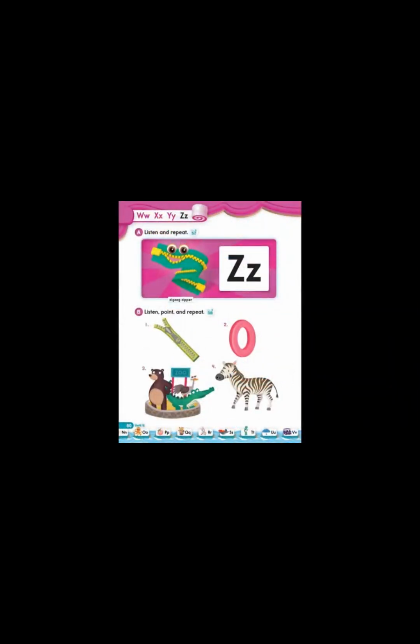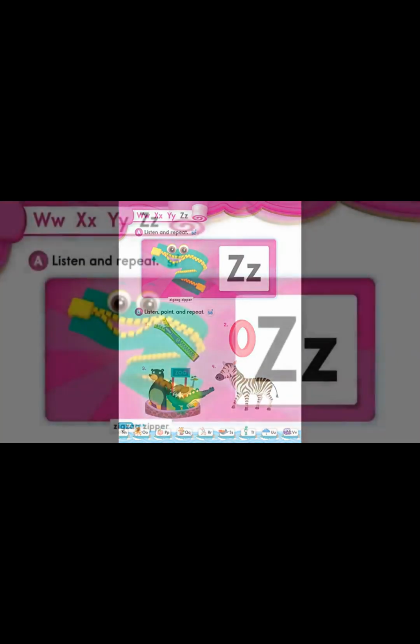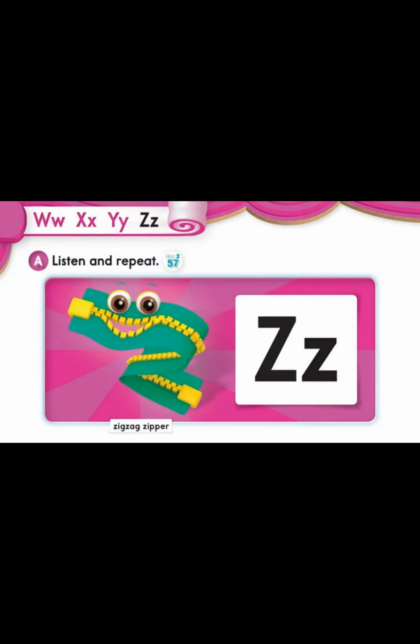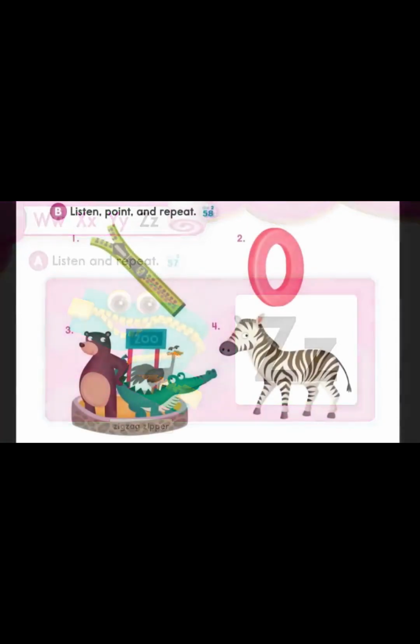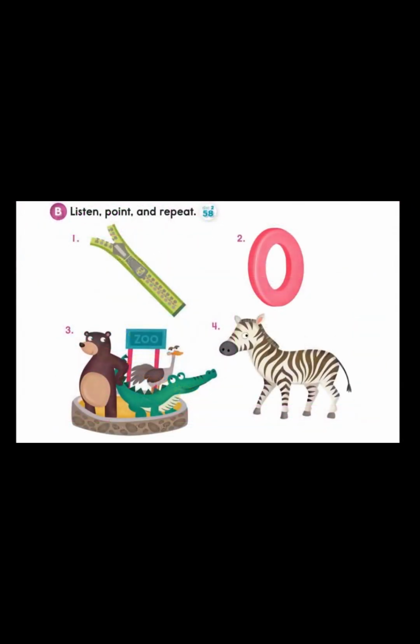Page 80, the letter Z. A. Listen and repeat. Hello, I'm a zigzag zipper. Z, z. This is the z sound. This is the letter Z. Zigzag zipper. What's the beginning sound? Z. What letter is this? Z.